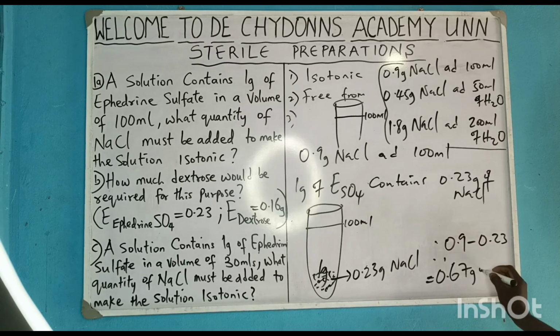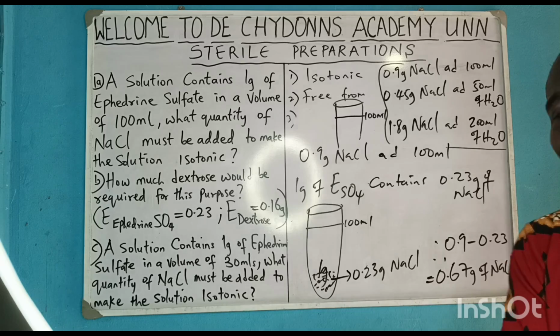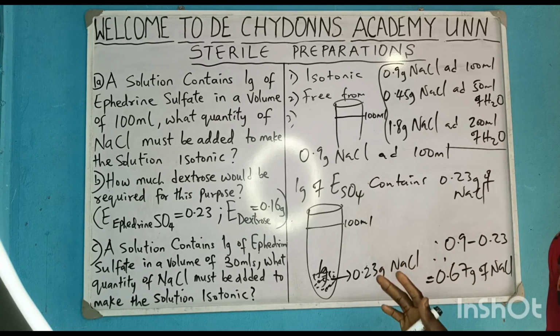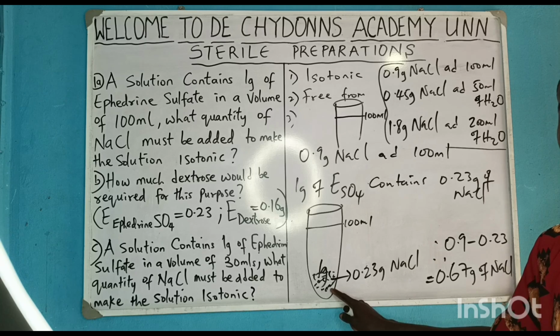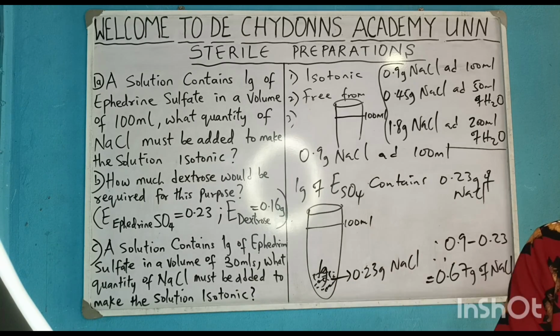0.67 gram of what? Sodium chloride. That means I have to go to sodium chloride and weigh out 0.67 gram of it and put it inside this ephedrine. In that case, that ephedrine what?